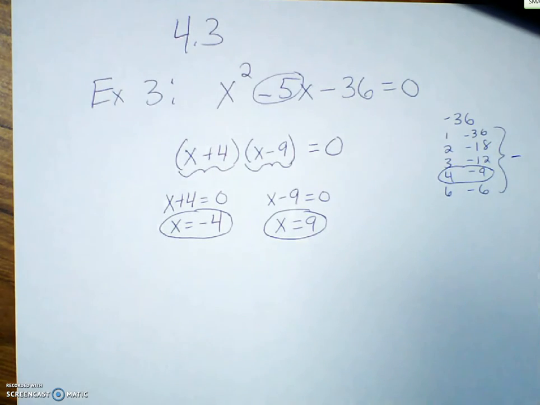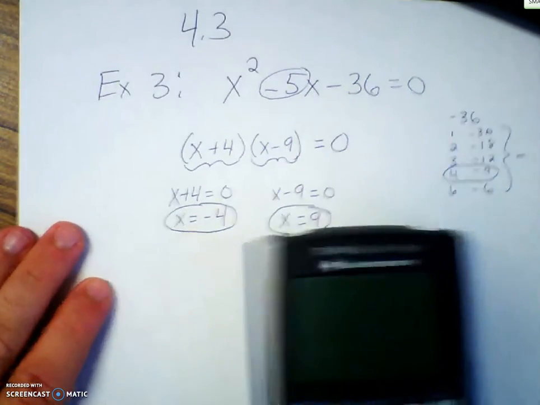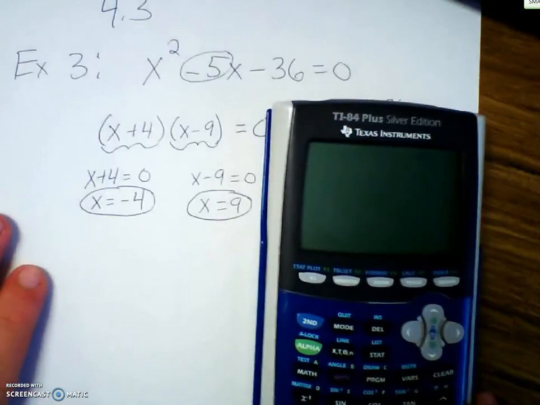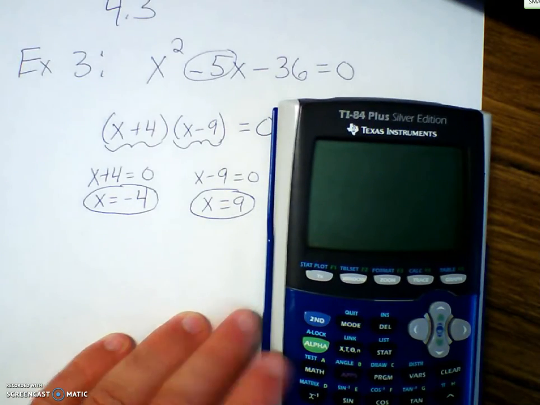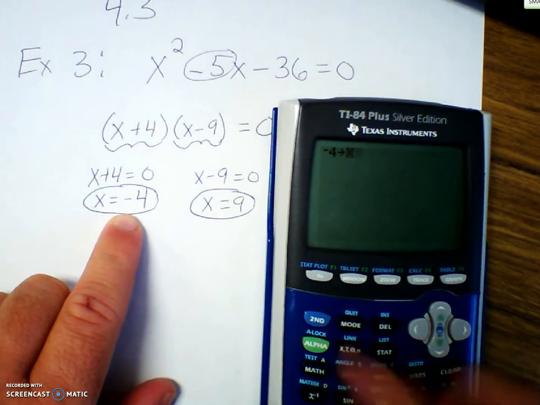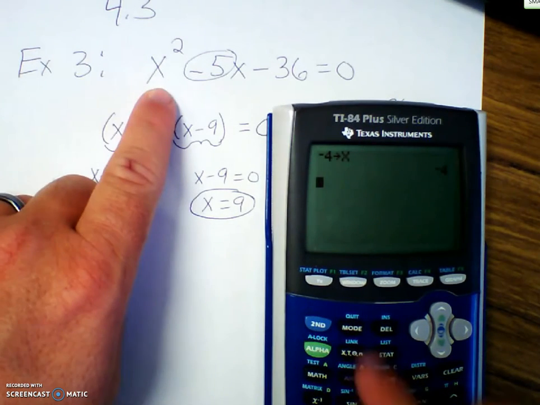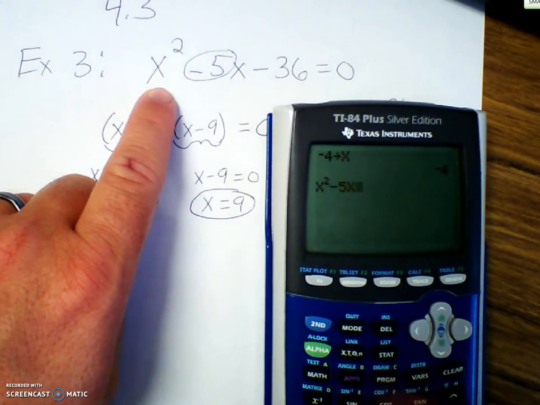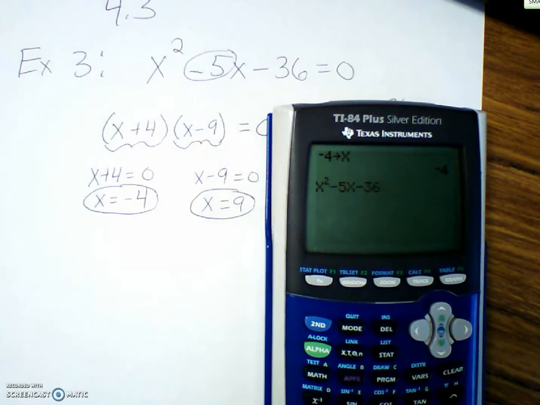And you can check your work. If you want to go through and check to see if your answer is correct, you can store, like we did on our previous test, -4 as x, and then type in the original question, x squared minus 5x minus 36, and if it gets you 0 when you hit enter, then you're correct.